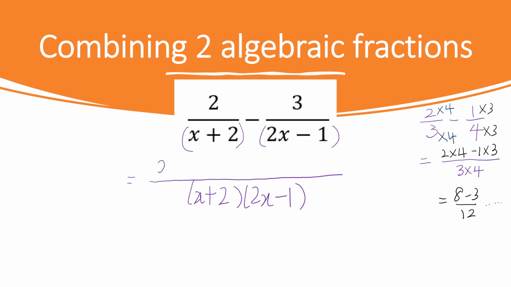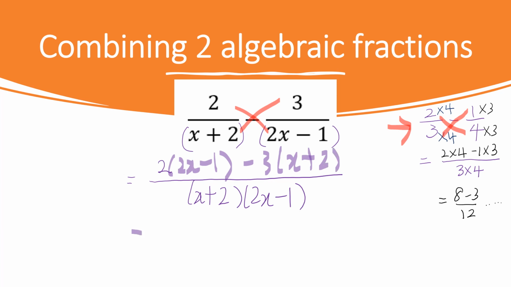All right, so what do you do? You just take 2 times 4. That means it's just a cross like that. So you take 2 times bracket 2x minus 1, then minus 3 times x plus 2. And then we're going to expand, open up the bracket.